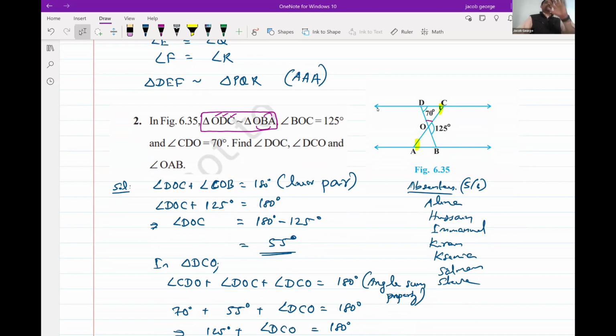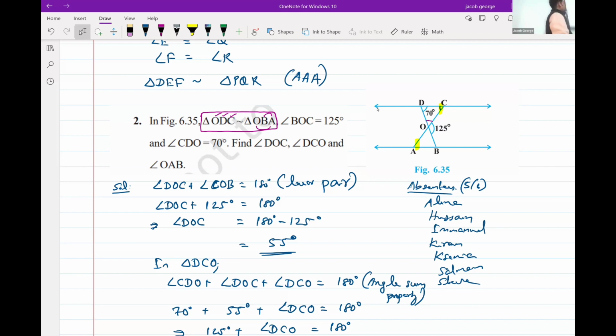Parallel, it is not parallel. Alternate interior angle we take for parallel lines. See, there are parallel lines. By looking at the figure, we may think that DC and AB are parallel, but it is not given in the question. Instead, what is given in the question? Triangle ODC is similar to triangle OAB. That means using similarity criteria, we have to write this type of question. Please go through it.